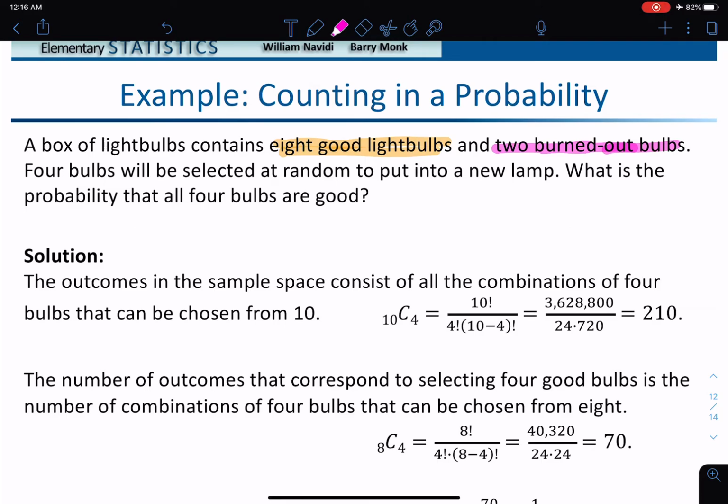Four bulbs will be selected at random to be put into a new lamp. What is the probability? So we're talking about probability. So now this is different. So what's the probability that all 4 bulbs will be good?